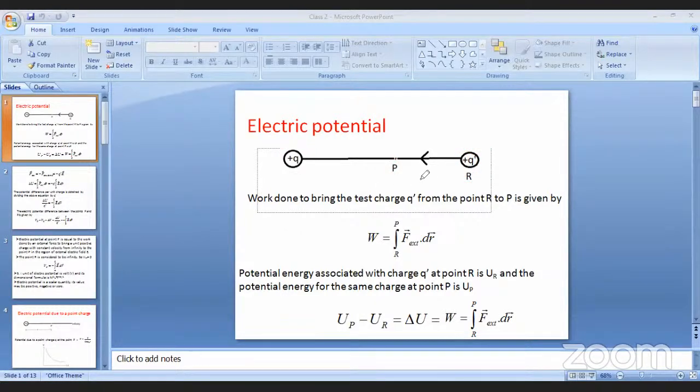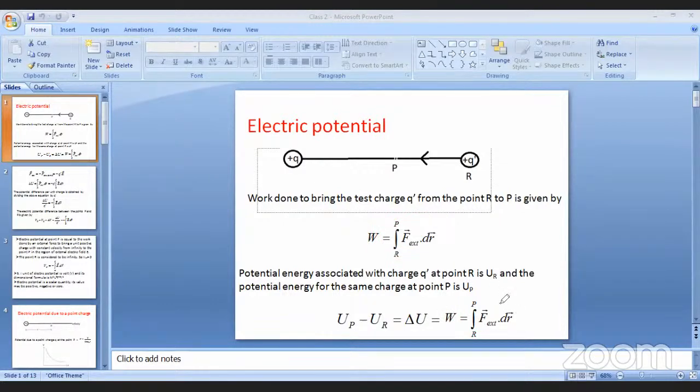So whatever work you are doing against the electric field, it will be stored as potential energy at the point, and potential energy at point R is given by capital U suffix R, and potential energy at point P is represented by capital U suffix P. So the difference in potential energy between these 2 points, between this point P and this point R, is represented as delta U, and that is nothing but the work done. So that is given by this integral R to P F external dot dr.